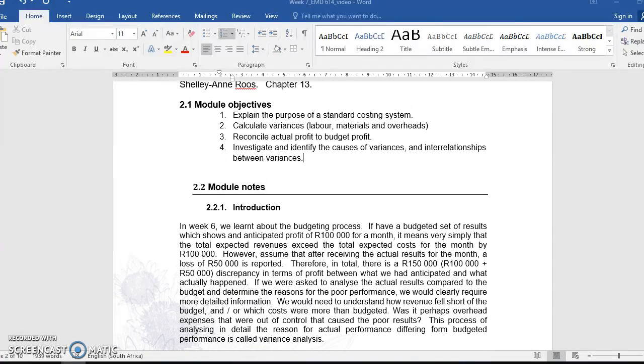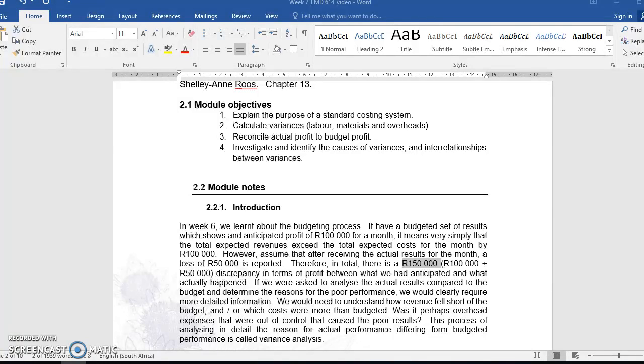Alright, so to start off with, last week we covered budgeting. Let's say, for example, a company has budgeted a set of results of 100,000 a month, so they budgeted to have a profit of 100,000 per month. But actually what happens is they end up having a loss of 50,000. So clearly you can see there is a difference between a 100,000 profit and what actually happened, a 50,000 loss. So there is a difference of 150,000. So the question is then, what caused this 150,000 difference?